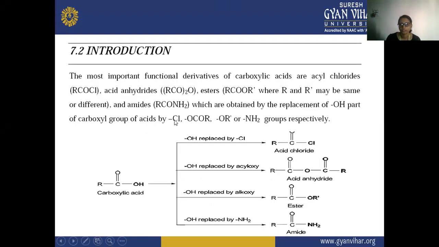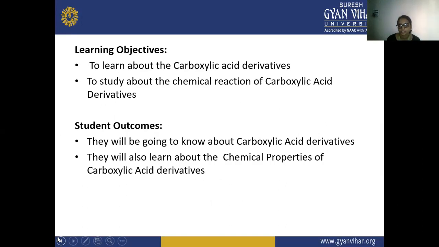So the learning objectives. Today's topic is about the carboxylic acid derivatives: what is a carboxylic acid derivative, and what are the chemical reactions of carboxylic acid derivatives. The student outcomes are that we will know what carboxylic acid derivatives are, and secondly, they will also learn about the chemical properties of these carboxylic acid derivatives.